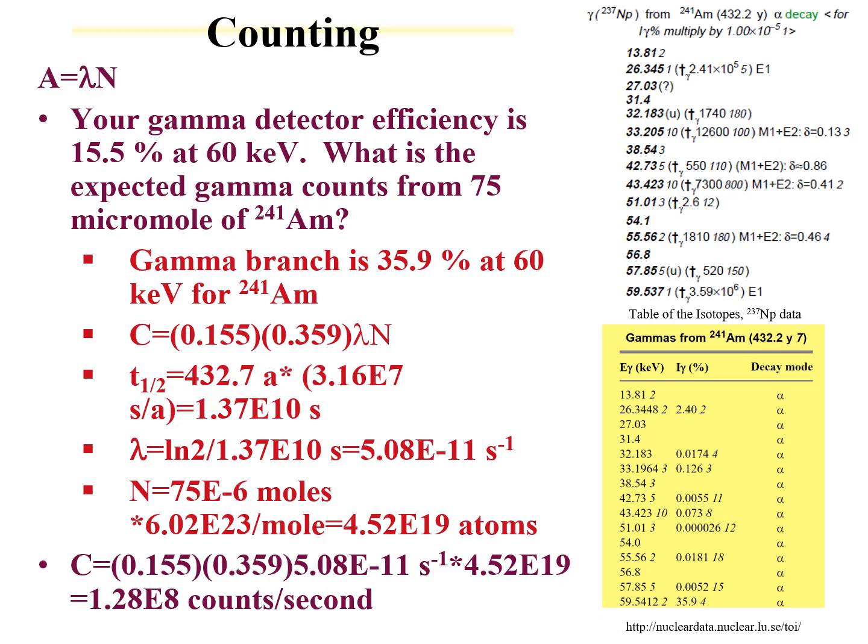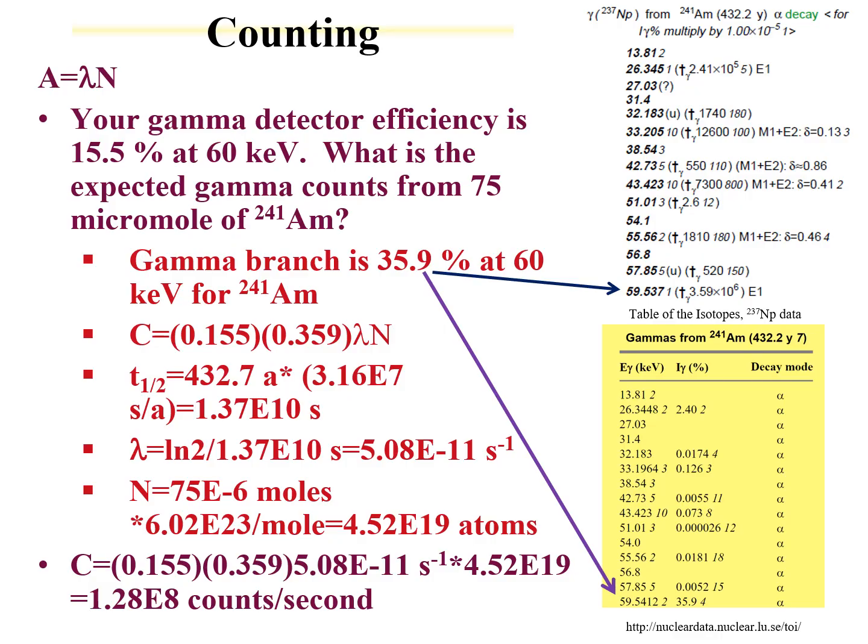We can use, again, activity equals lambda N from an example where we actually do some counting. Let's say you've got a gamma detector, and at 60 keV, the efficiency is 15.5%. What is the expected gamma counts from 75 micromoles of americium-241? Well, I use this information here to get the gamma branch, which is for americium-241.